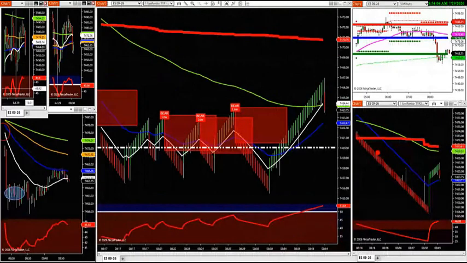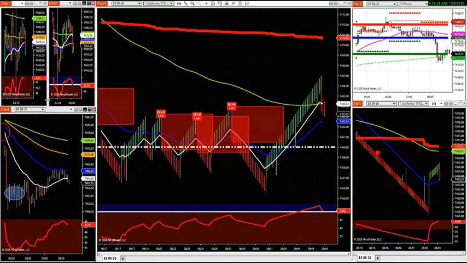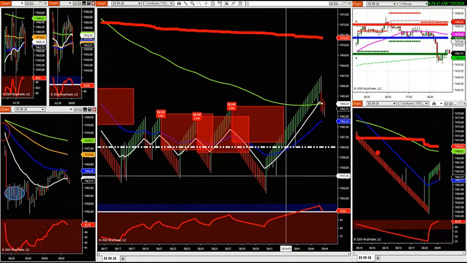I've got a 30-minute and 60-minute right beside each other. Nothing magical about that. If they're both in the red, all three in the red, you've got major trend alignment. The market's in a downtrend. Okay, so very, very simple.